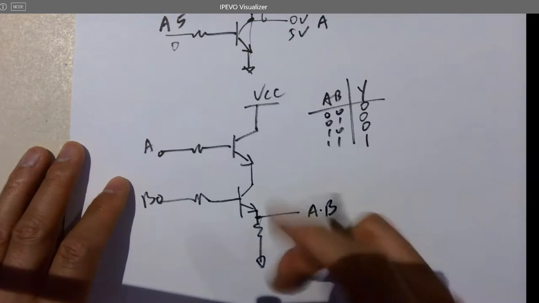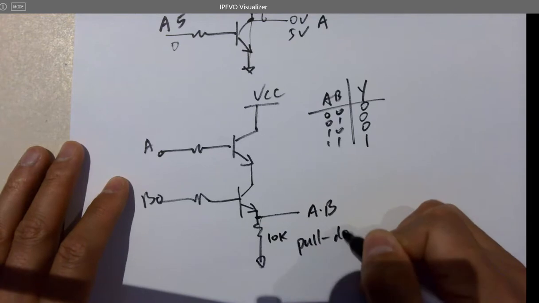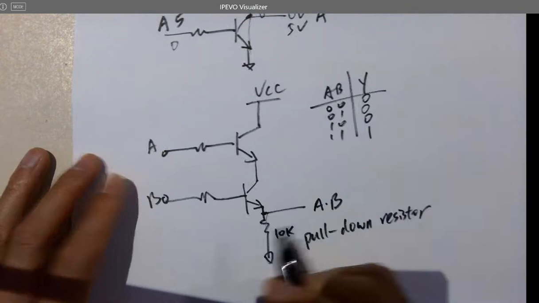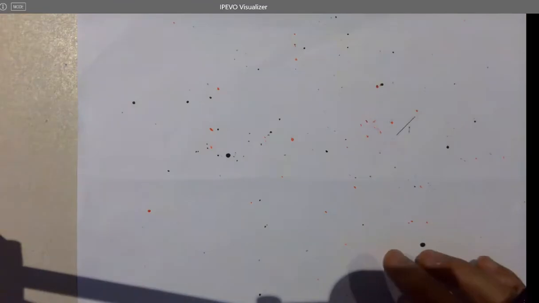This resistor is called a pull-down resistor. We can form a lot of other logic circuits. I'm not going to draw all of them since it takes a lot of time. I'll just give you another example for the calculation instead. So let's start with this example.